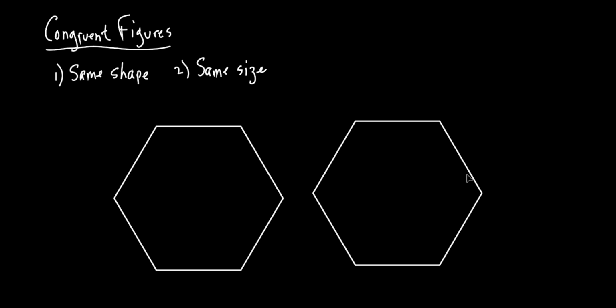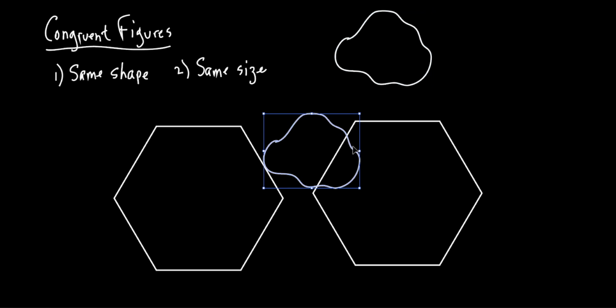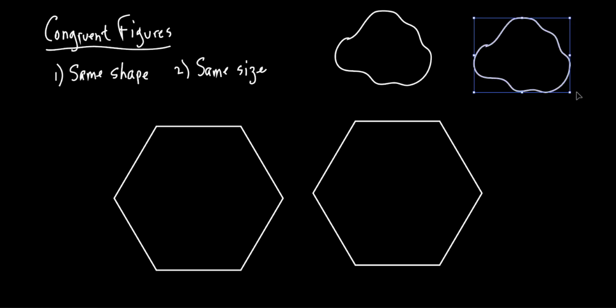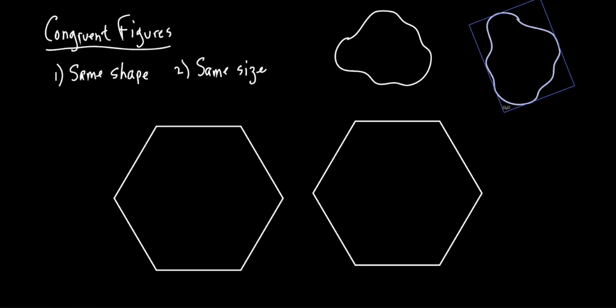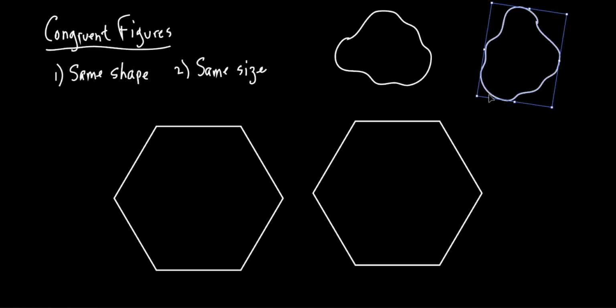I could do that with any kind of figure, okay? It could be anything. It could be something weird like this. That's a figure. That's a shape, isn't it? All right. So if I took this and copied it and pasted it, are they congruent figures? Yeah. What if I did this? What if I turned it? Did I change the size of it? Did I change the shape of it? No, I just changed the angle of it.